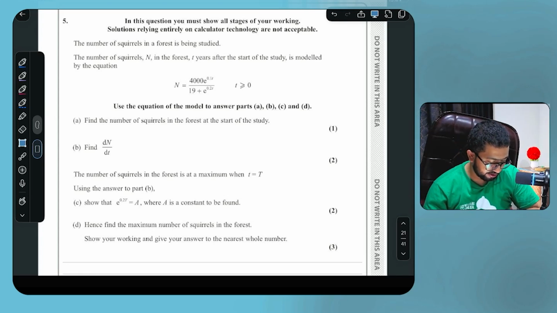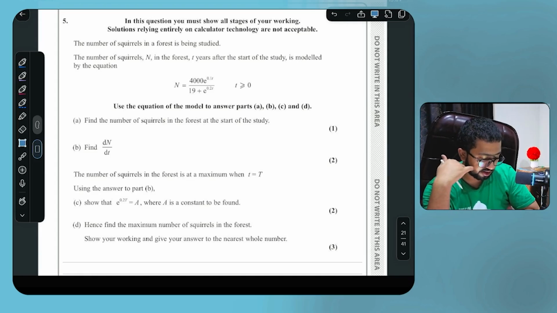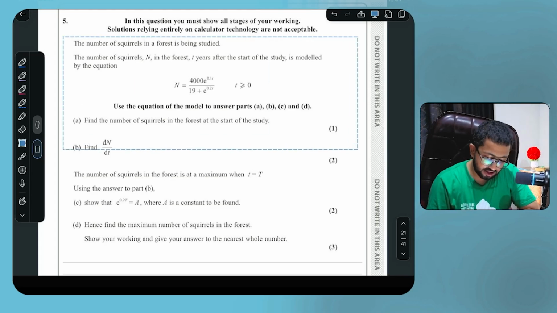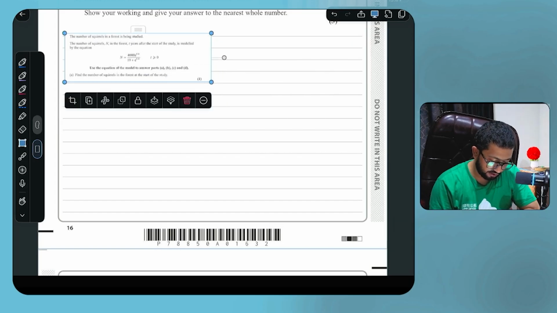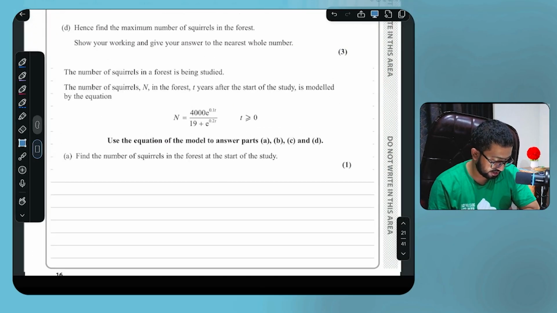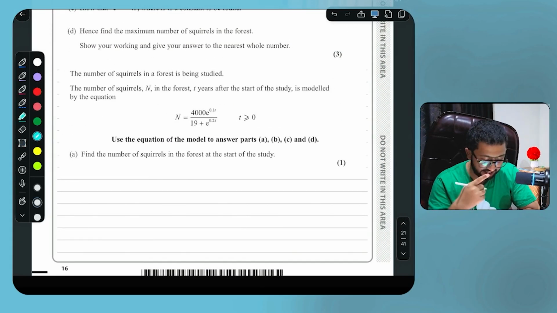Alright, so let's talk about question number 5. The number of squirrels in the forest is being studied. The number of squirrels in the forest t years after the start of the study is modeled by the equation given. Find the number of squirrels in the forest at the start of the study. If you read the question carefully, you will be able to do this question easily, scenario based ideas.